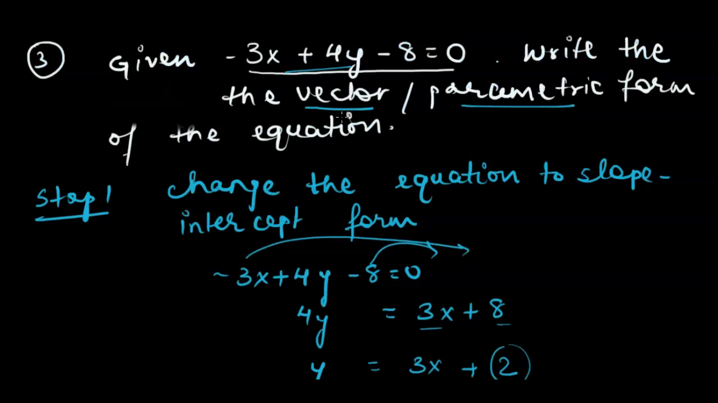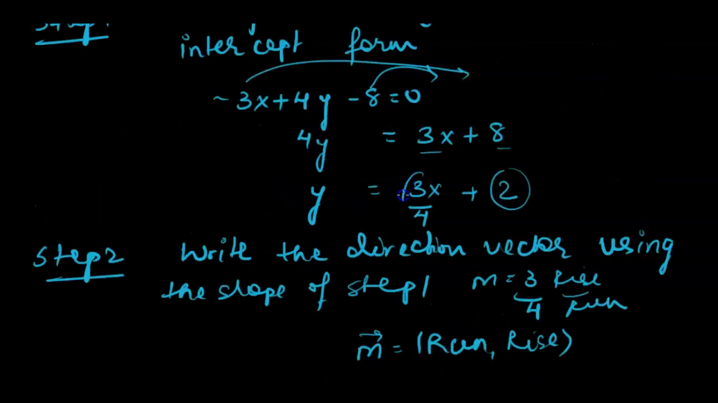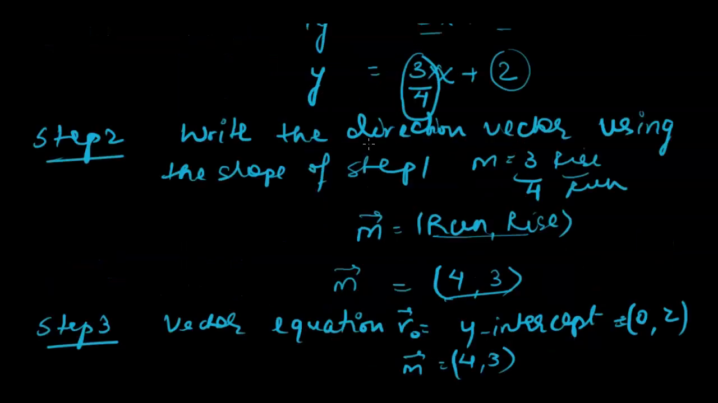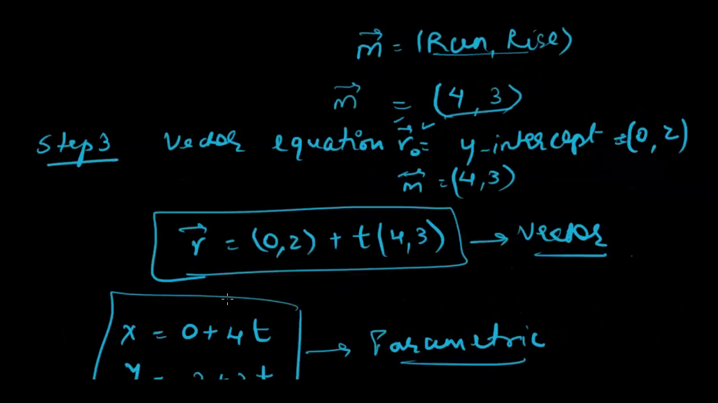Let's quickly summarize. If we're given an equation in standard form or scalar form or Cartesian form and we are supposed to convert it to vector or parametric form, we'll rewrite the equation in slope-intercept form. From the slope-intercept form, we'll bring out our slope and use the slope to write the direction vector. Once we get the direction vector, we use the y-intercept as the R0 point. So we would have R0 and the direction vector m. We would use both of these to write the equation in vector form and then use the vector form of the equation to write down the parametric form.